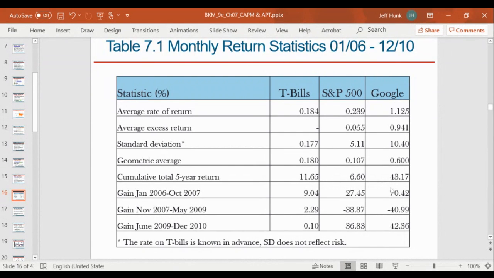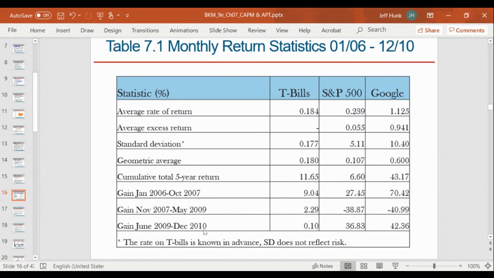So cumulative 5-year return for Google, wow, 43%, right? Not that bad, but definitely not a fast growing company. I mean, a fast growing company would even reach 43%, something like 40% level, in just within a year, or in just 6 months.